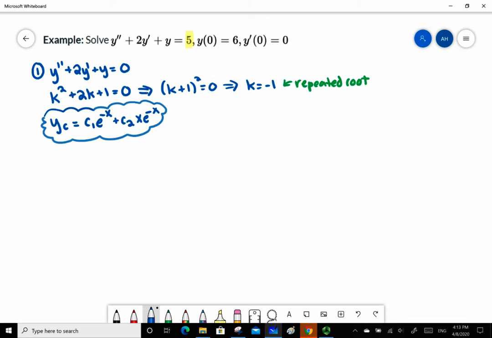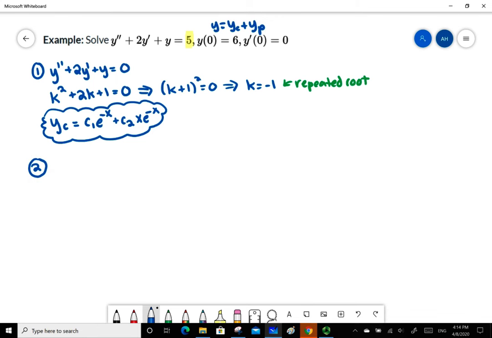It's important to note at this step that it's too early to try to find the values of the arbitrary constants, since the initial conditions apply to y equals yc plus yp, not just to yc.